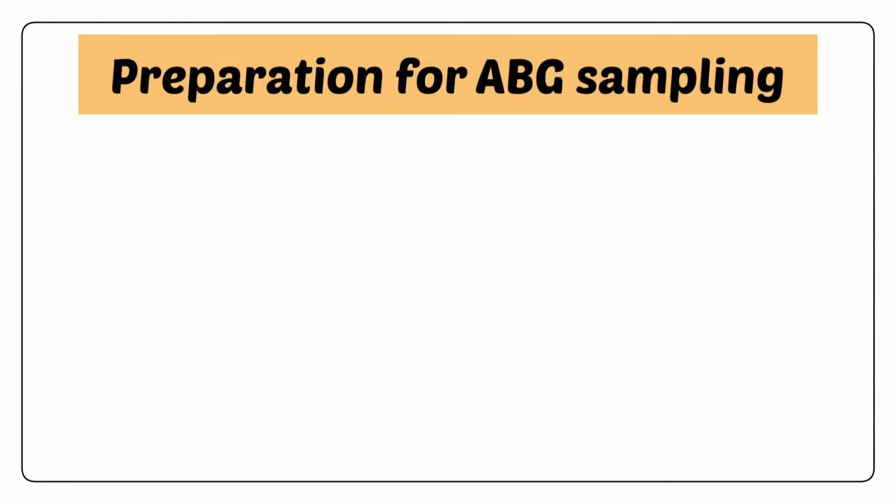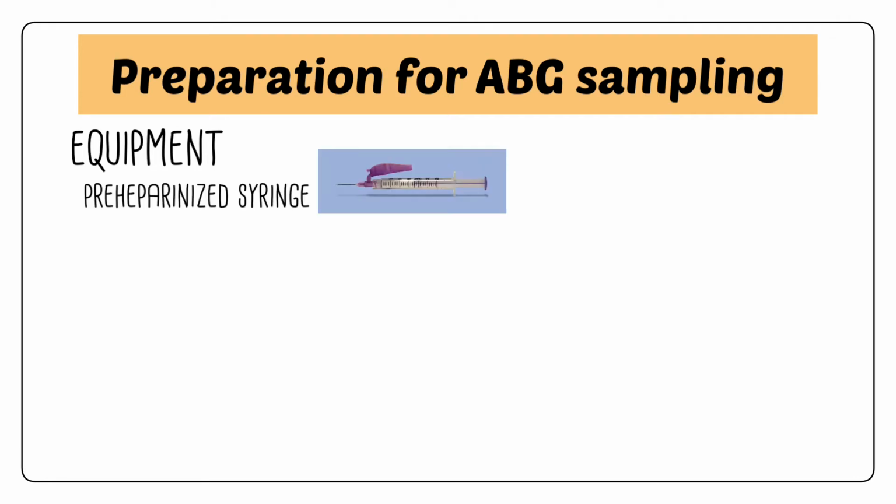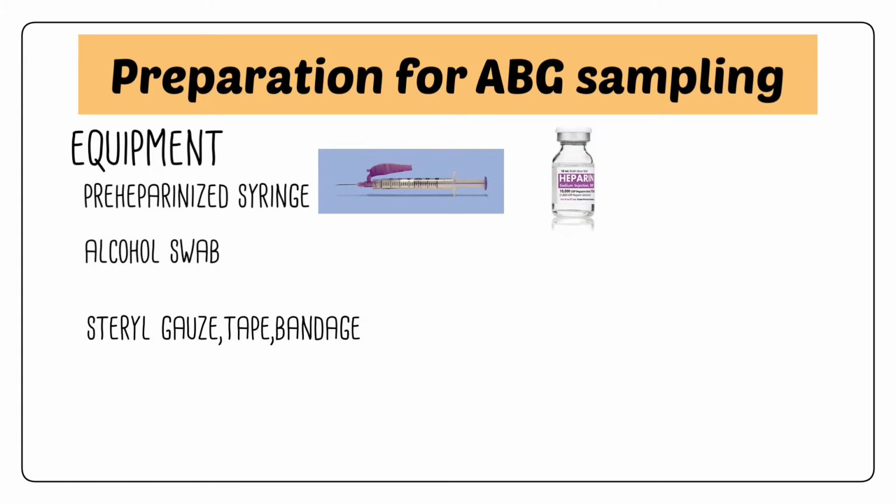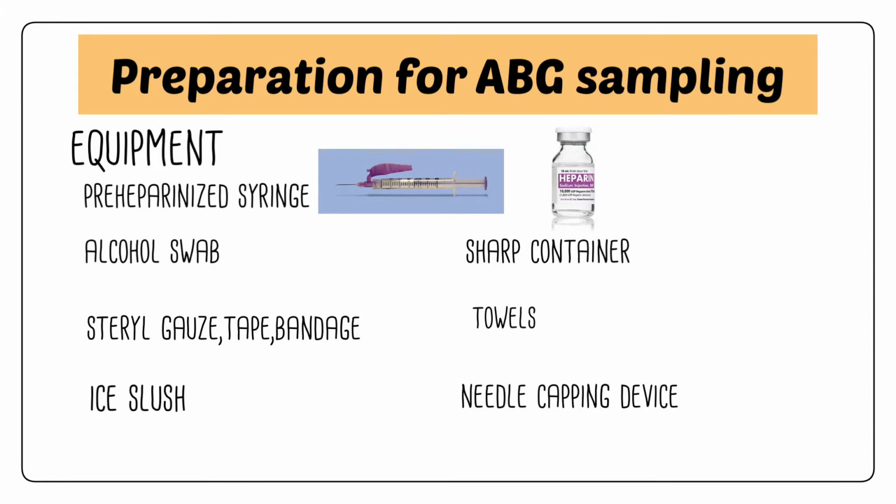So how is the preparation before the arterial blood sampling? The equipment that needs to be prepared: we have to have a pre-heparinized blood gas kit syringe. If the syringe is not pre-heparinized, we have to bring the sodium heparin, the one in the small bottle. We have to bring swabbing alcohol, sterile gauze or tape or bandage, ice slush, sharps container, towels, and needle capping device.